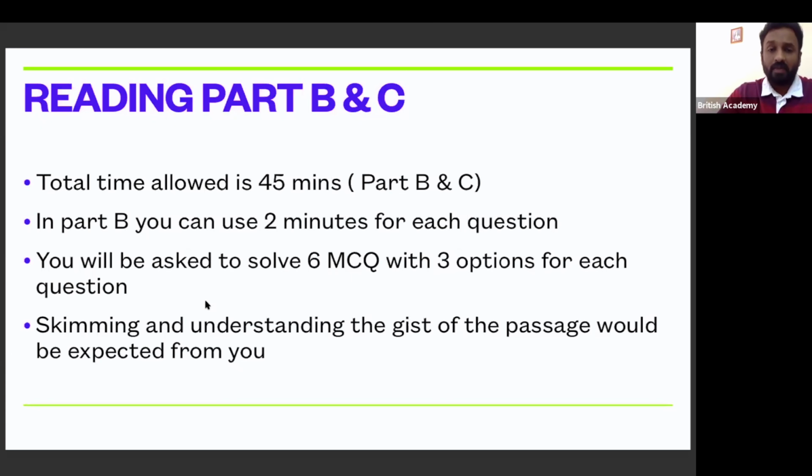Now, the total time allowed over here is 45 minutes for B and C. In Part B, you can use 2 minutes for each question. You will be asked to solve 6 multiple choice questions with 3 options for each question. Okay, now skimming and understanding the gist of the passage would be expected from you. You should be able to read it quickly.